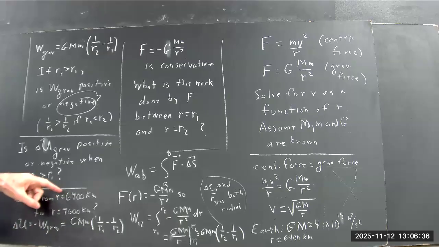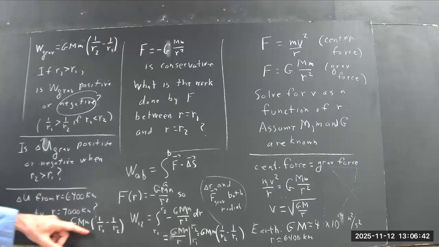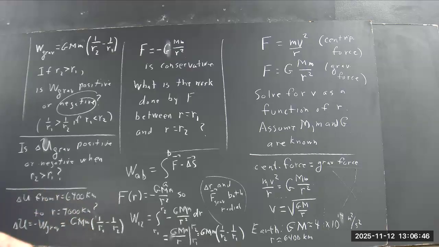If you're moving from closer to further, if you're moving from 6,400 to 7,000 kilometers, 1 over R1 would be the larger fraction. 1 over R2 would be the smaller fraction. You got to do this a few times and think about it when you're doing it. Just don't blindly plug things into formulas. Think about how they're connected to reality.